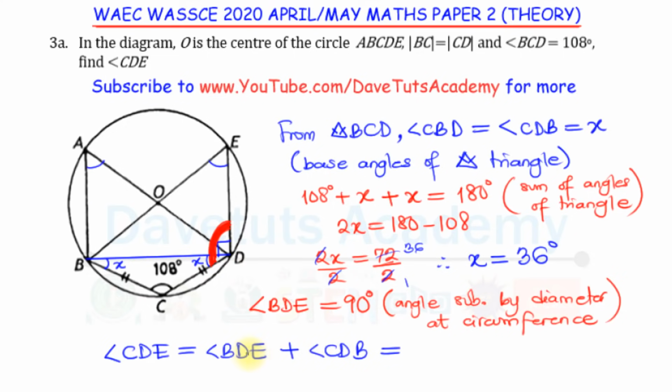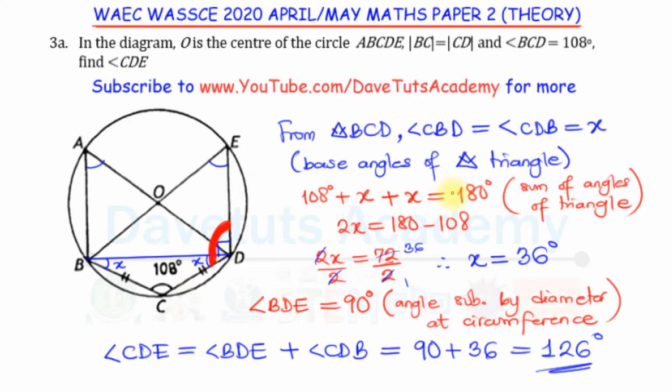So if we are to evaluate that, BDE is 90 and CDB is X, which is 36. So 90 plus 36, that's going to give us 126 degrees. And with that, we can just see that our solution to the question is out and our answer is 126 degrees. What did we make use of?